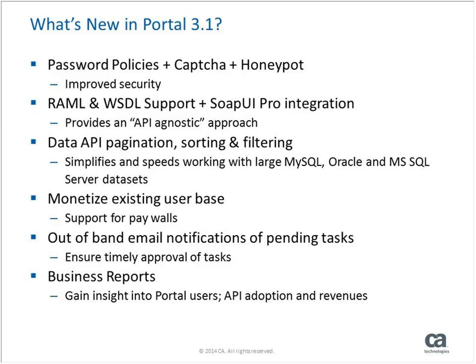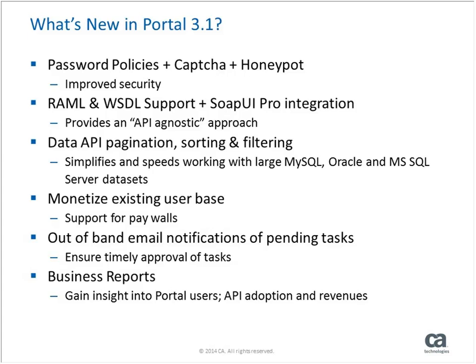One other thing we introduced in 3.0 was monetization, but it assumed that you would always start off monetizing your existing developer base directly from the get-go. What we've heard is that that may not be true, so we introduced a paywall in 3.1. I'll talk a little more about that. Out-of-band email notifications are a long-standing request from customers: don't force me to be logged into the portal to see all the requests coming in, just send me an out-of-band email, and that's now possible. And finally, more business reports. We like to add more reports every time we release the portal, and this time we focused on business reports, and I'll get into a little detail about those.